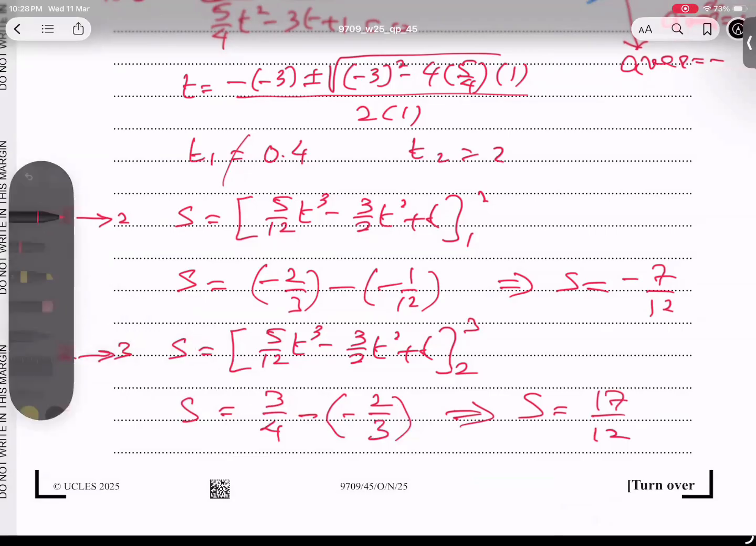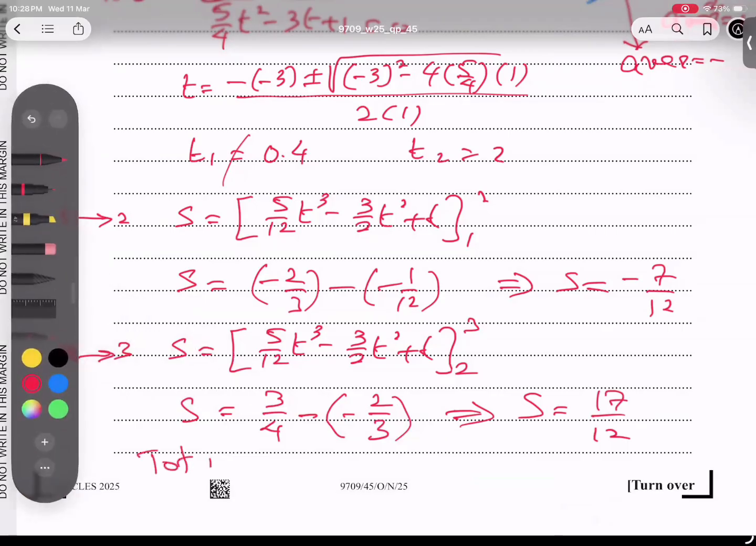So student, what is total distance? We can say the total distance traveled is, this negative sign I will eliminate. Okay, I got 7 out of 12 and plus 17 out of 12. So what did I get finally, student? 17 plus 7, 24 out of 12. So we got the final answer is 2 meters.